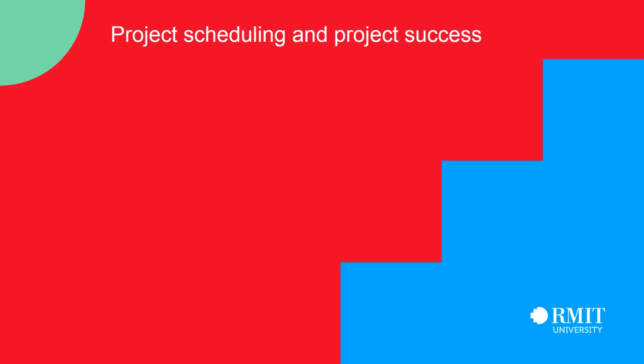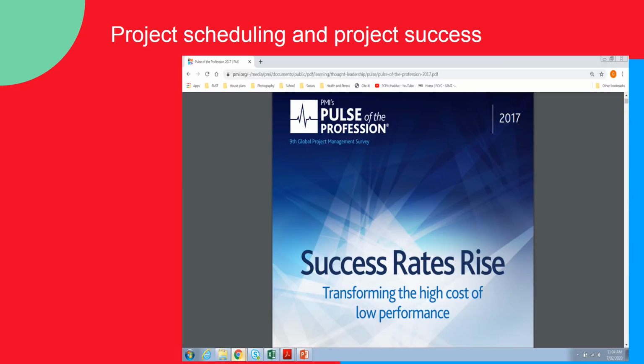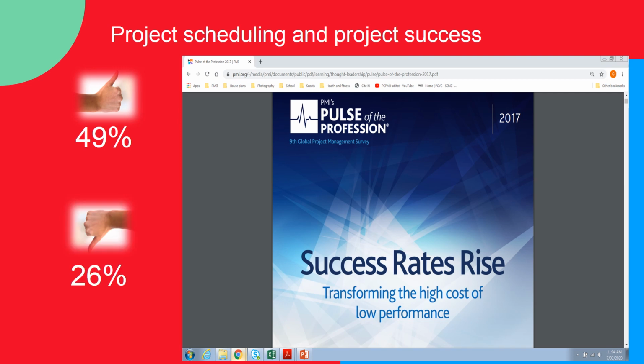Time is one of the hardest aspects of your project to control and is often used as an indicator of project success. The PMI Pulse of the Profession from 2017, which is an annual survey of project organisations, reports that only 49% of projects finished within their initial duration estimates, and that 26% of projects that failed were caused by inaccurate initial time estimates. So we can see how finishing a project on time is linked to project success or failure.